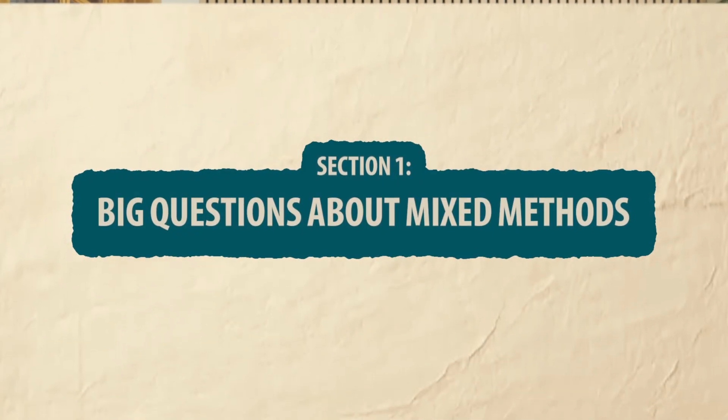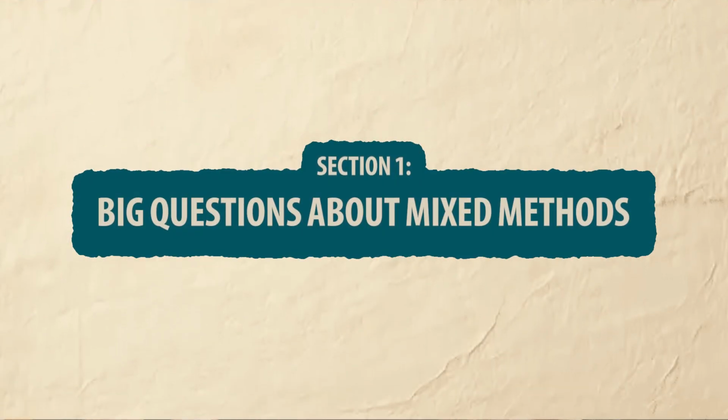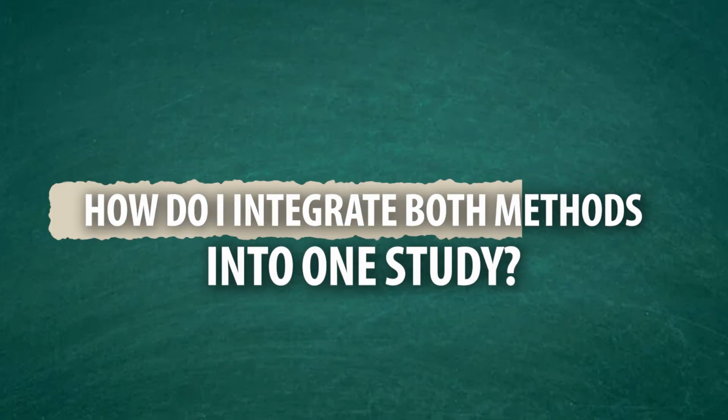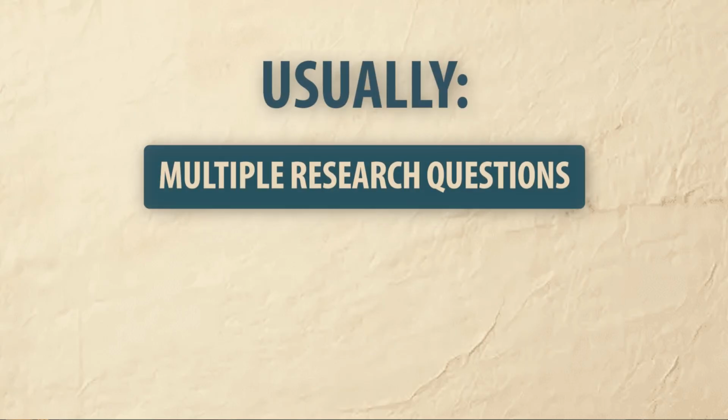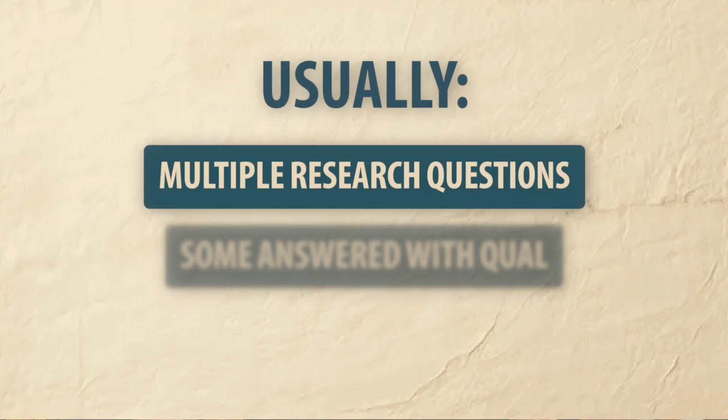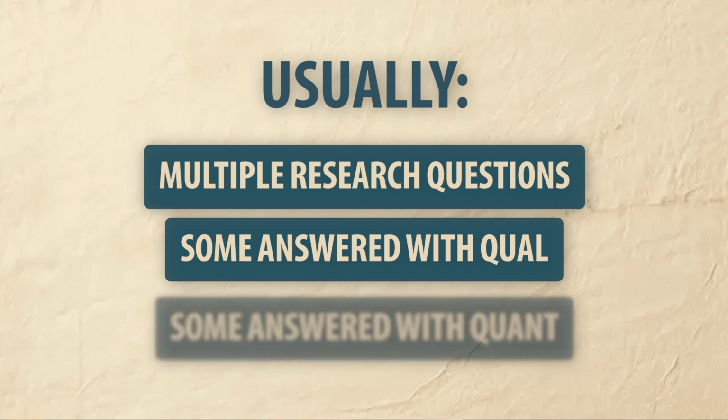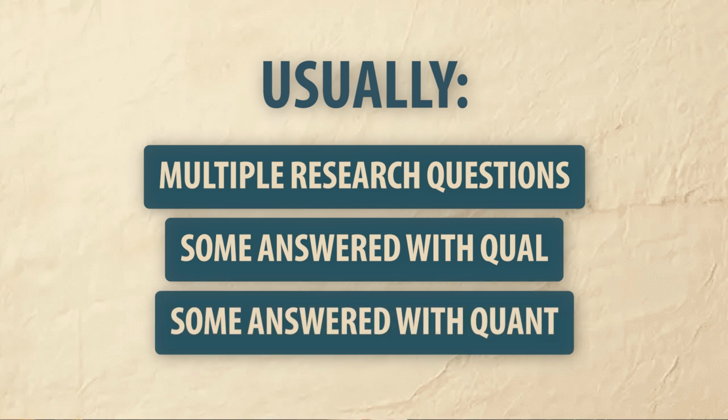So what are some of the challenges or questions we get pertaining to mixed methods? Well, sometimes people just say, how do I integrate both types of approaches into my study? Which kind of goes to another question: I have a research question, and how do I get both methods to get to that research question? Typically what I've seen is multiple research questions, some of which are addressed by, let's say, the qualitative approach, others which are addressed by the quantitative approach. So this can help you integrate both approaches into doing your work.